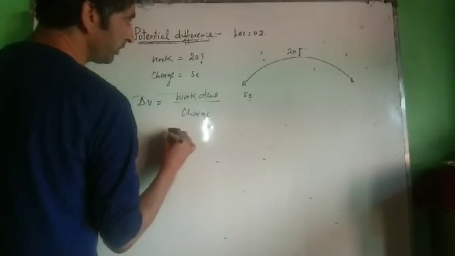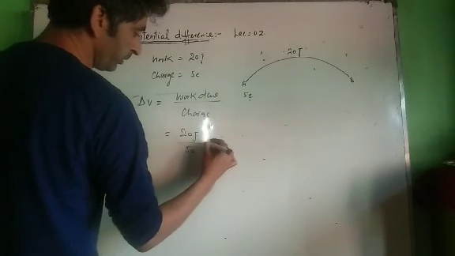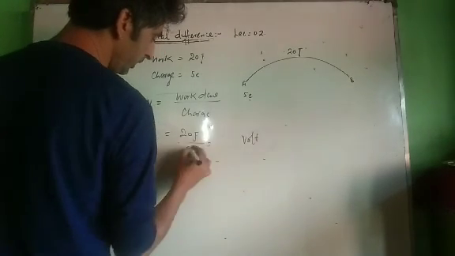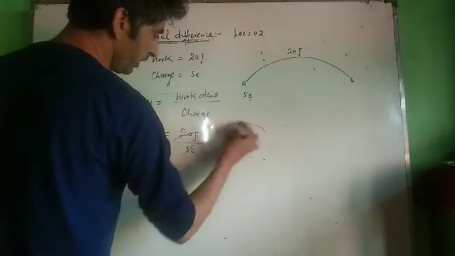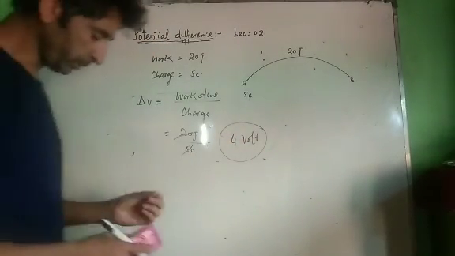Now what is work done over here? It is 20 joules. What is charge? It is 5 coulombs. Joule per coulomb is equal to volt, and 20 by 5 is equal to 4. We have 4 volts of potential over here, potential difference. This is about potential difference.